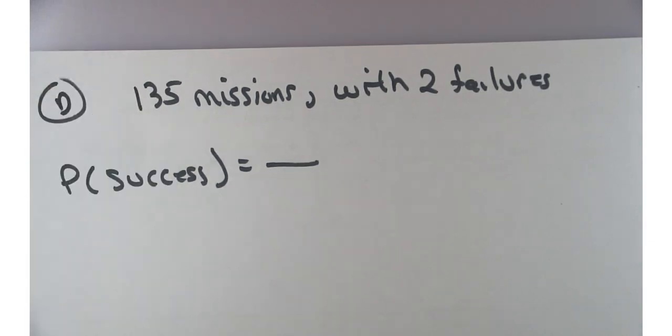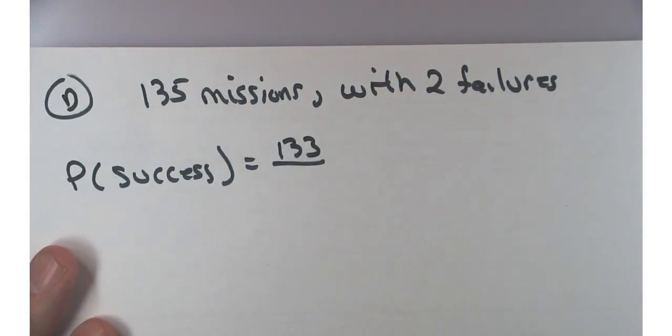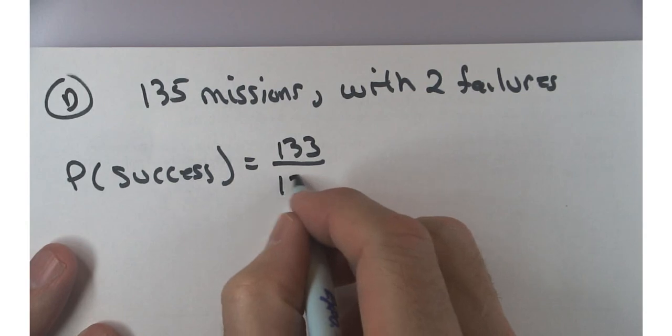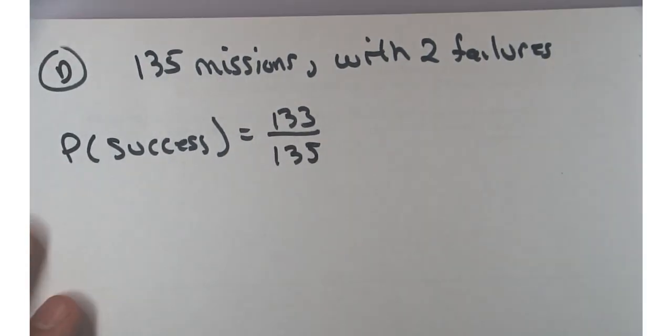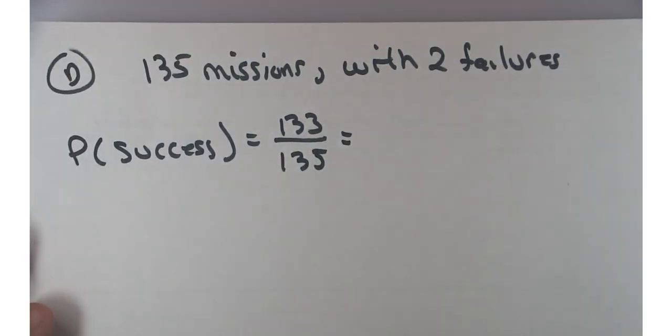Probabilities, that's one thing I'm going to be kind of picky about. Probabilities have to be between 0 and 1. So there were 133 successful missions out of 135.